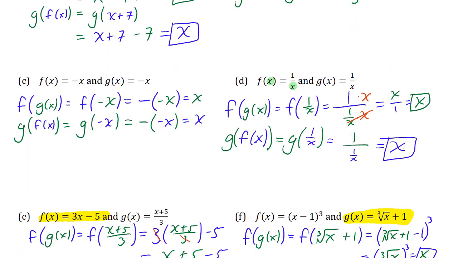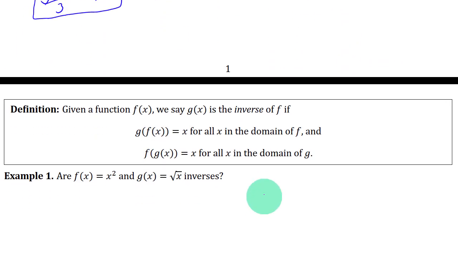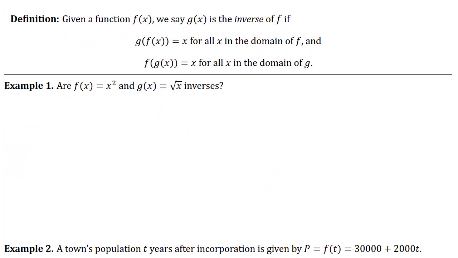Here, the domain of f and g are just all numbers except for x equals 0. So you're allowed to plug in anything other than 0 in here, and you'll get x out. And that's also true when you compose it the other way. So all of those examples are examples of inverse functions.